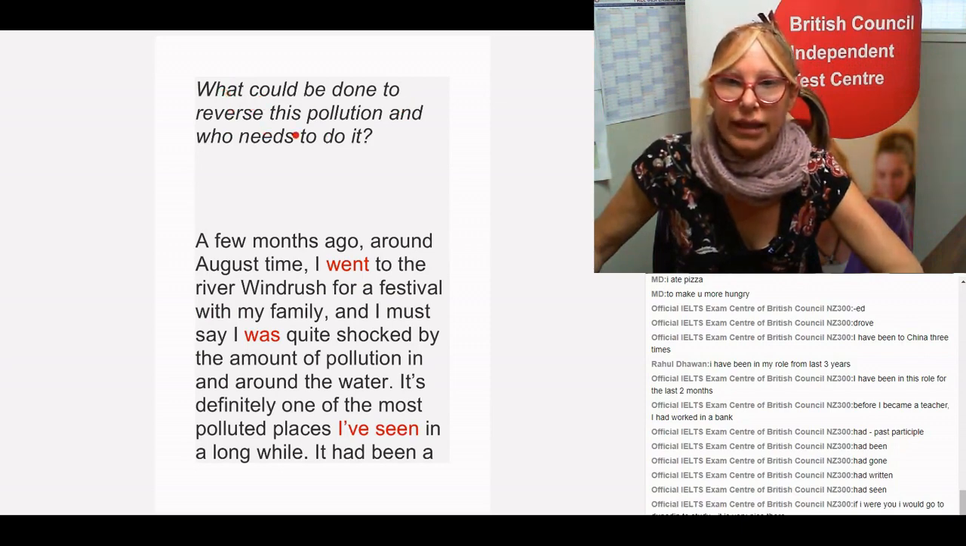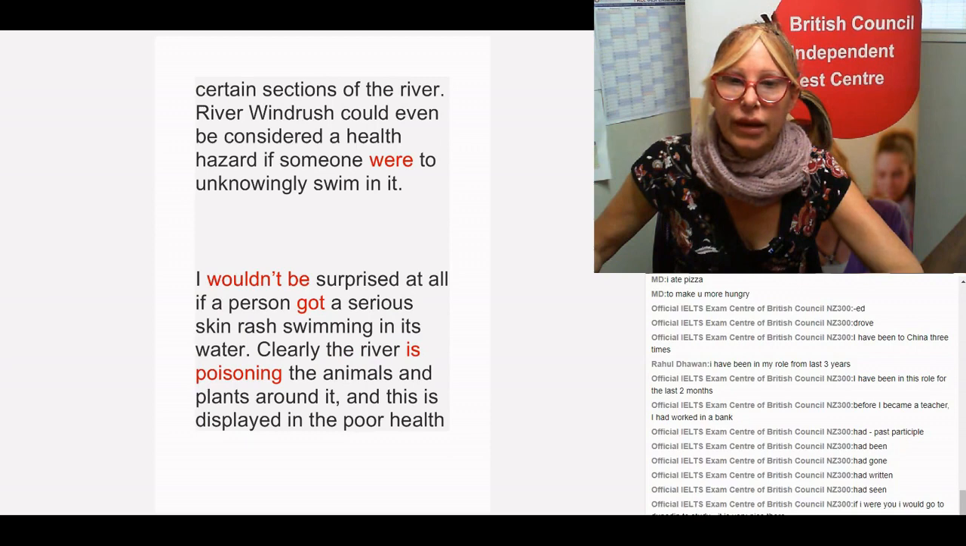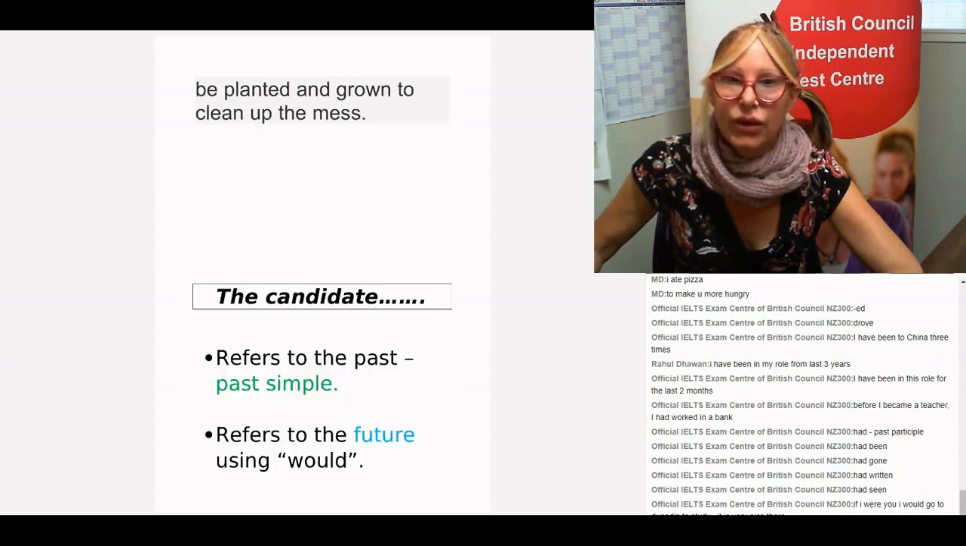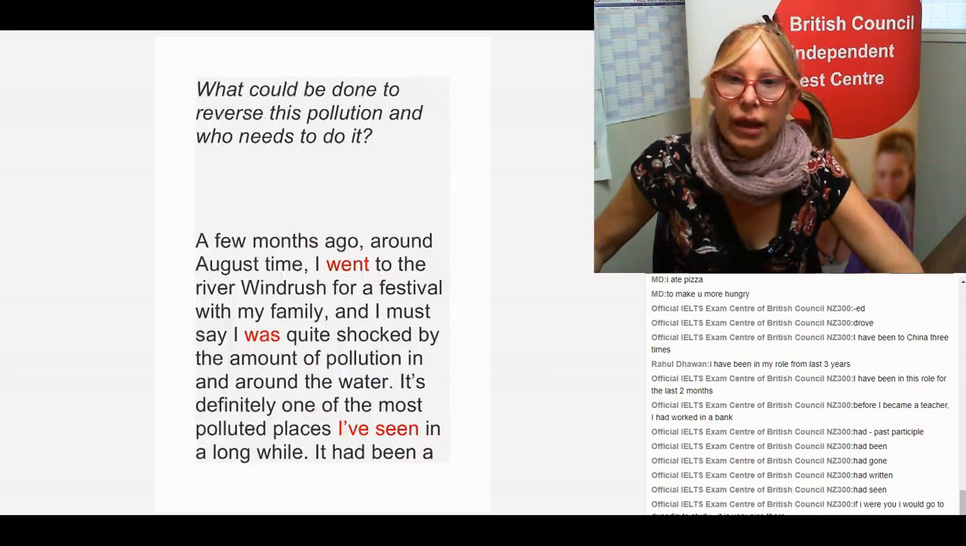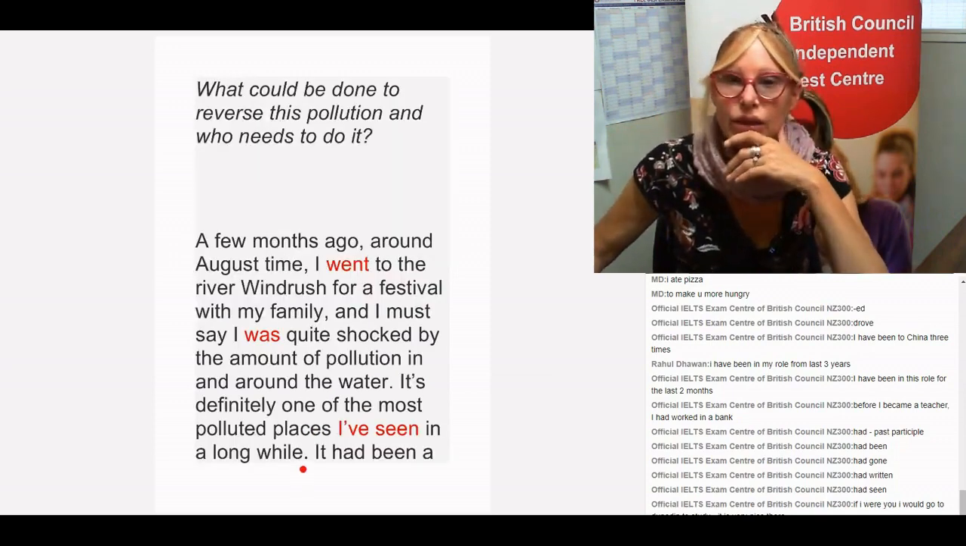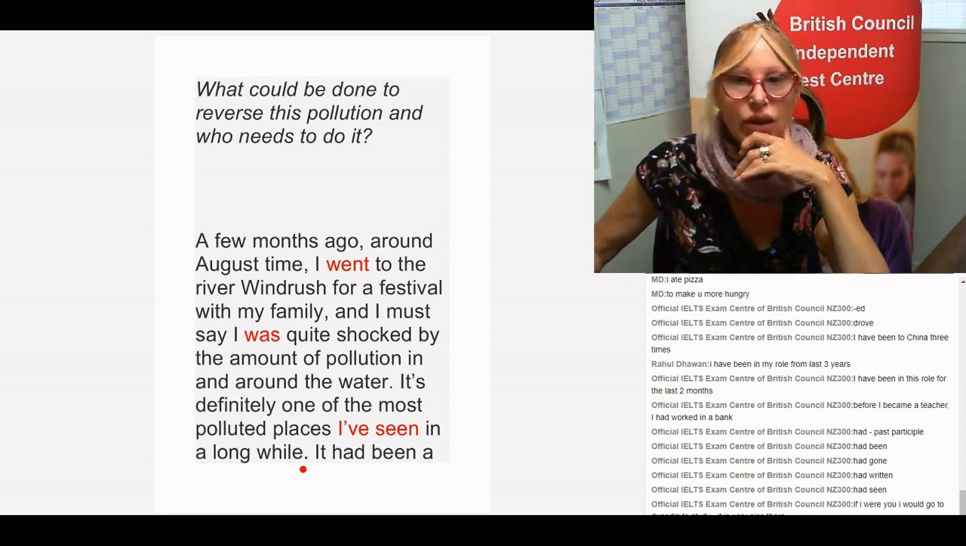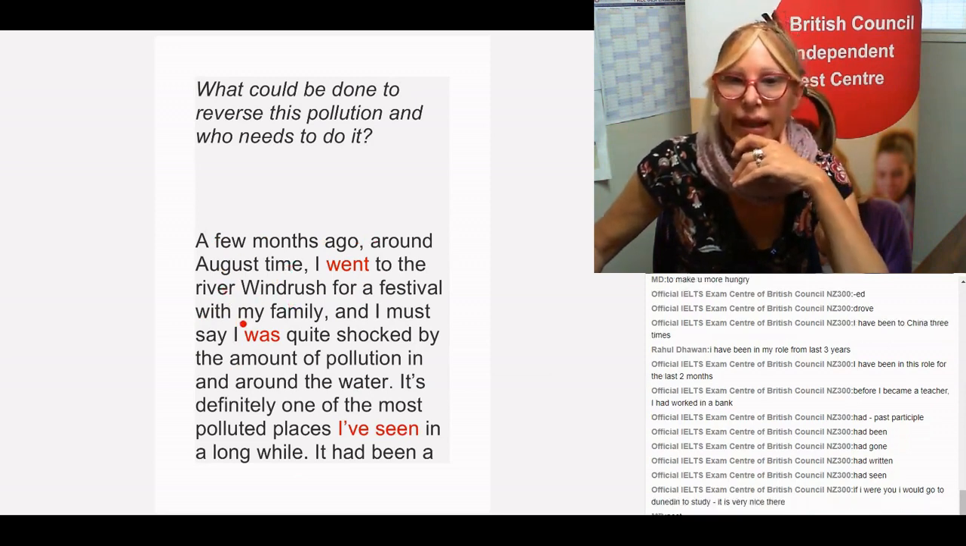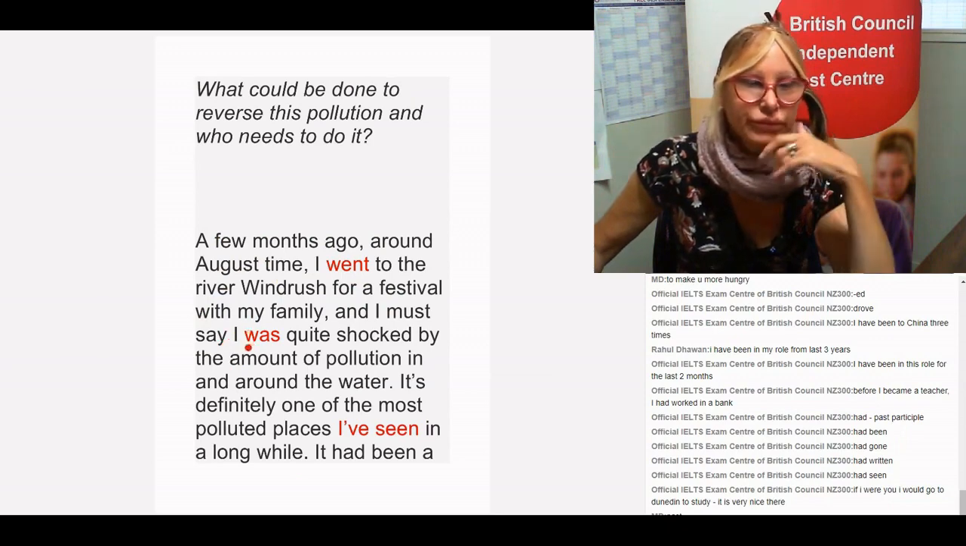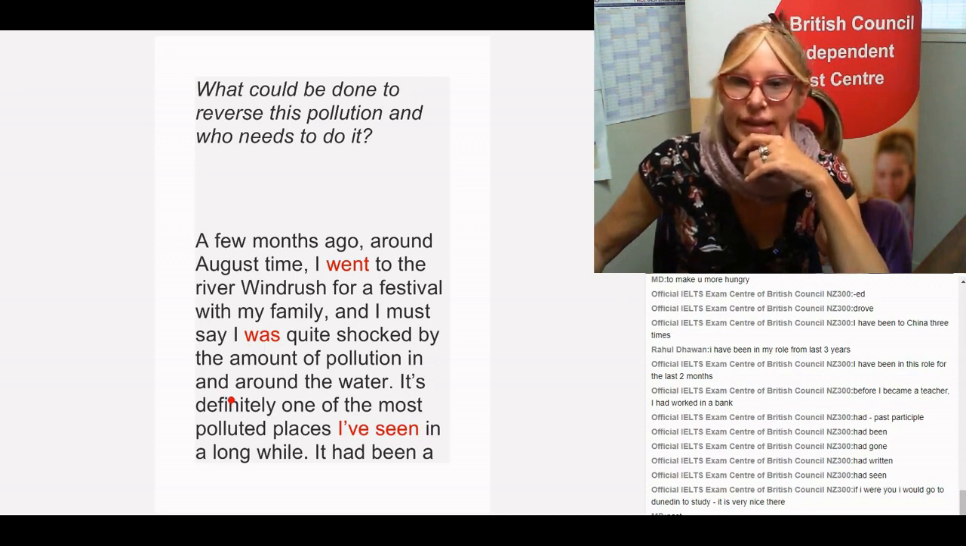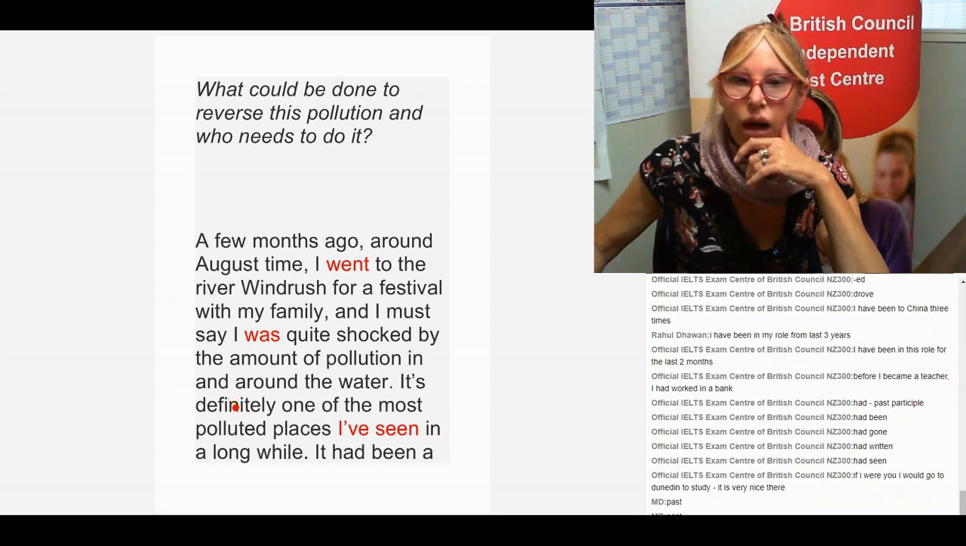So this transcript has been taken from a Band 8 candidate, and I've highlighted the tenses that they have used. If we take a quick look through, the red is the tenses, and you can see that they have used quite a few different tenses. So we'll start right at the beginning and go through this first part. Whatever is red, it's a tense, so you can just tell me or put it in the chat box very quickly what tense it is. A few months ago around August time, I went to the River Windrush for a festival with my family, and I must say I was quite shocked. Past. Okay, how about the next one? I was quite shocked. Yep, nice and easy. It's definitely one of the most polluted places I have seen in a long while.